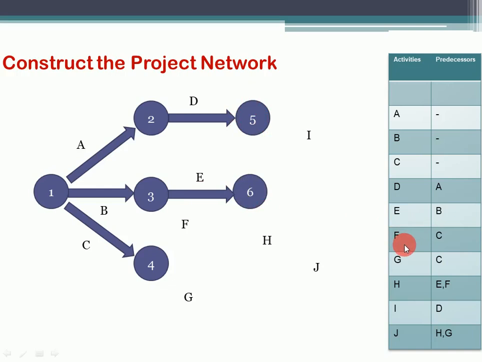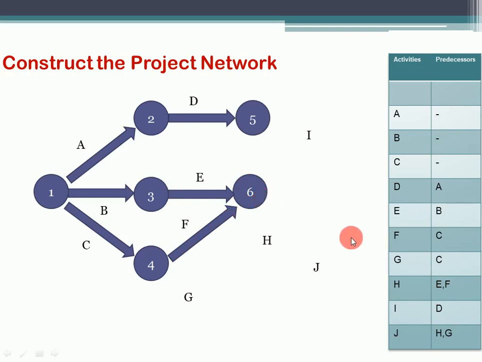Now activity F has C as its predecessor, and G also has C as its predecessor. That means both F and G will get started from node 4, where C is ending. Let's first start activity F from node 4, like this. And why did I end it at node 6? If you look at the table, activity H has two predecessors, and E and F must end at the same node. E we already ended at 6, so that's why I ended F on the same node.